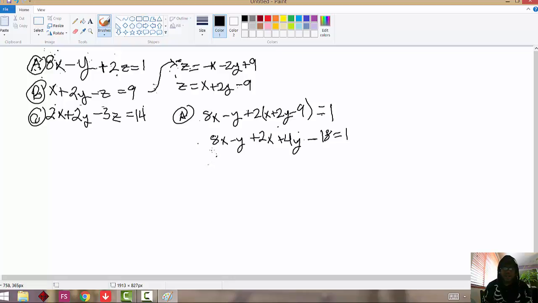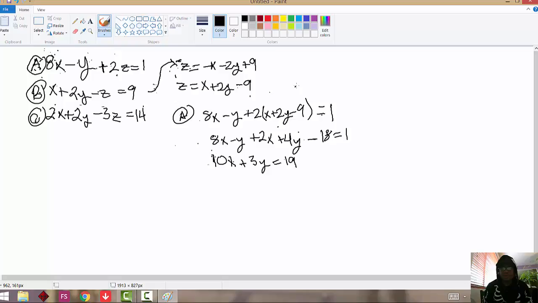Okay, so we have that. That's going to become 8X, oh, well not 8X, let's get rid of that. Let's erase that, because we're doing the distributing part now, or the addition part. Go back to our brushes. All right, so 8X plus 2X is 10X. Negative Y plus 4Y is 3Y. And we're going to get rid of the 18 and put it on the other side, so you're going to add 18 to both sides. So equals 19, since 18 plus 1 is 19. So that's our first equation.